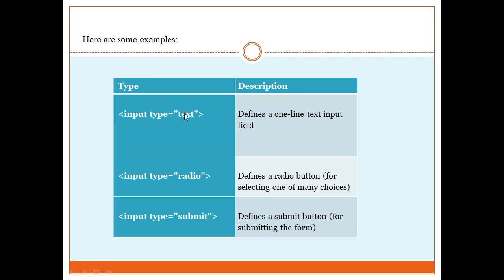If we specify type equal to text, it defines a one line text input field. These text input fields consist of 20 characters by default. Input type equal to radio displays radio buttons. You can select any one of the many radio buttons. And if we specify input type equal to submit, it defines the submit button. It automatically creates this button, which can be named submit, or else you can name it sign up, etc.